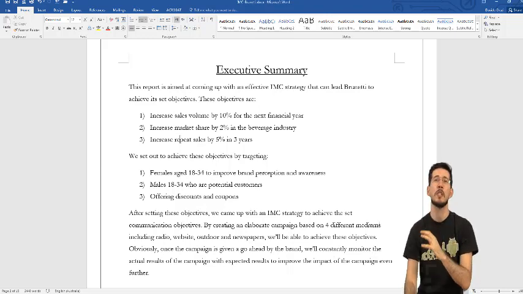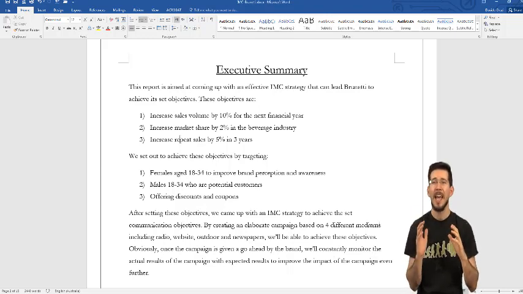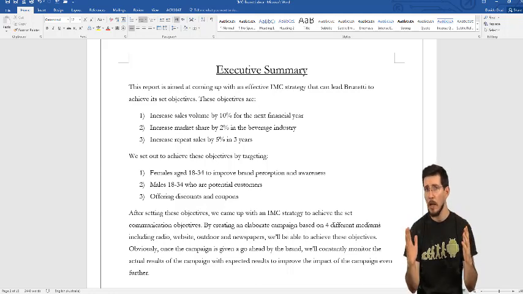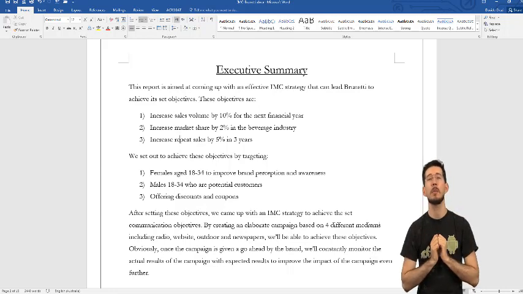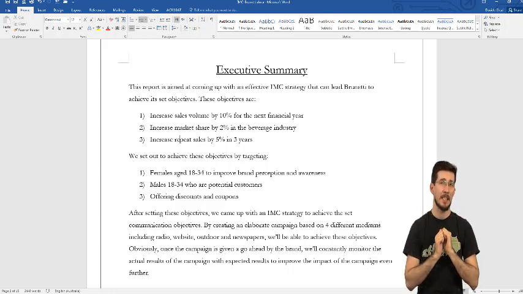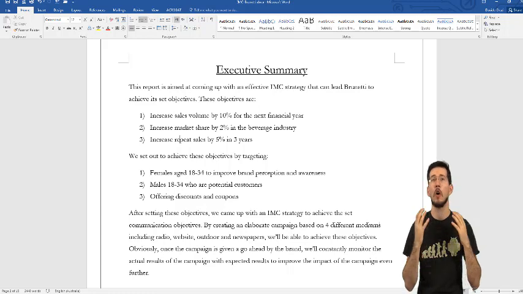So first of all, we have a section 0, that's the executive summary, and here we don't want general information about the company, those we had in assignment 1. Here we want probably a recap of what were the communication objectives that you set in assignment 1. These are the motivators for assignment 2. These are the reasons why you're creating, in the first place, an IMC strategy.